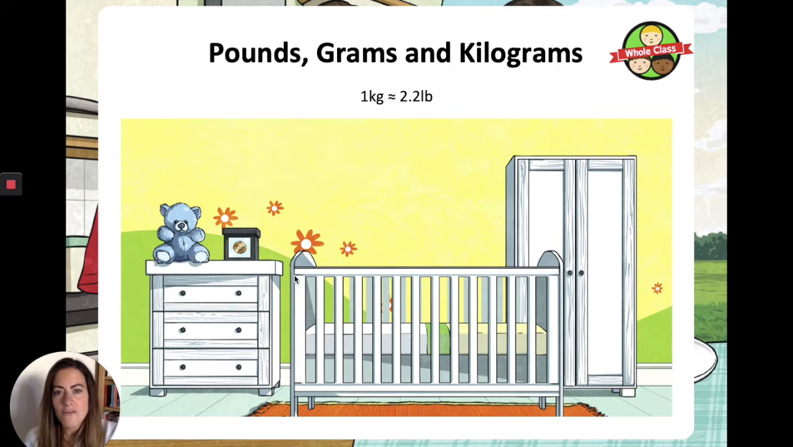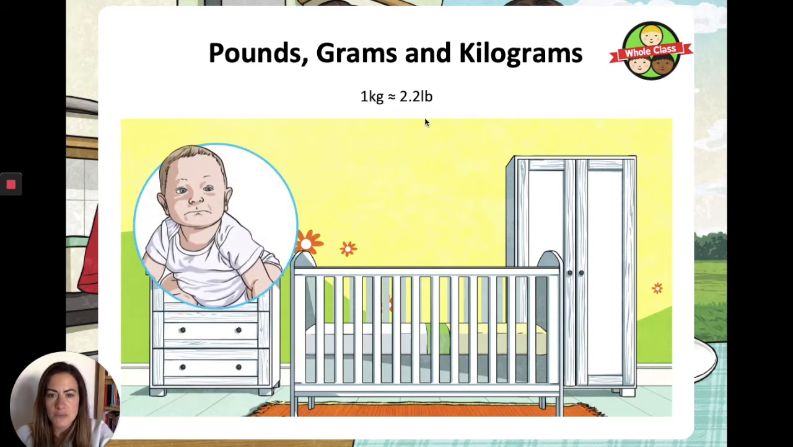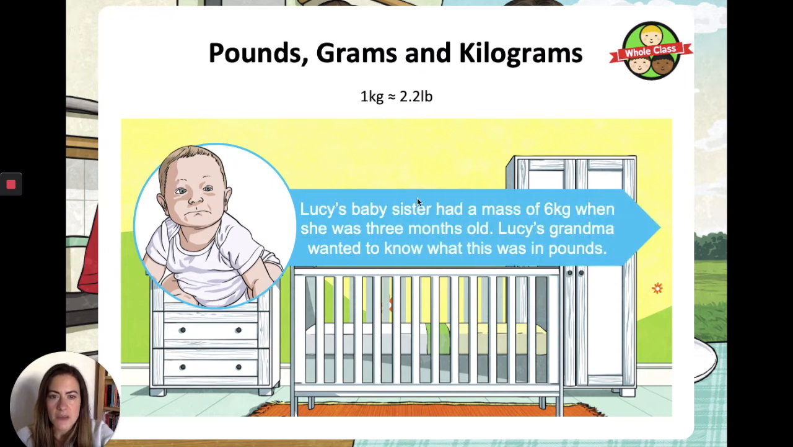Okay, so our final conversion for today's lesson is kilograms and pounds. And you can see there that 1 kilogram is roughly equal to 2.2 pounds. Let's see if we can have a go. Lucy's baby sister had a mass of 6 kilograms when she was 3 months old. Lucy's grandma wanted to know what this was in pounds.